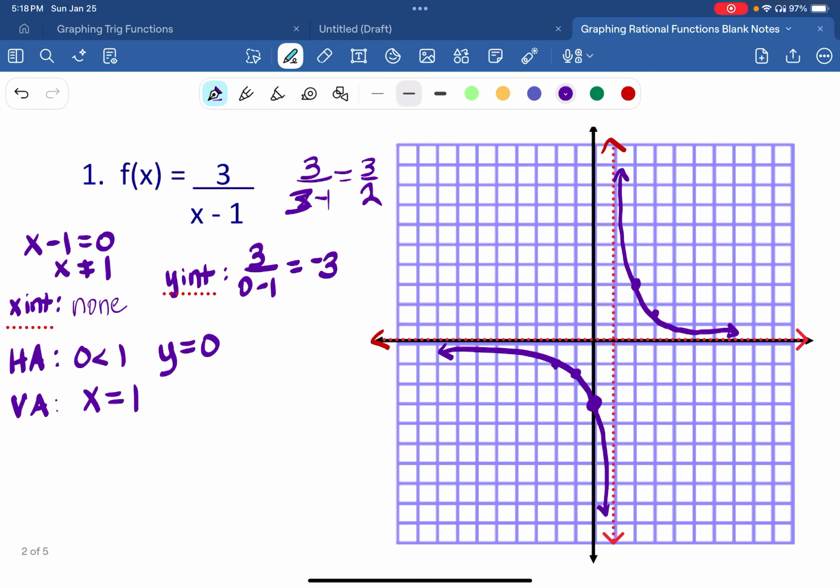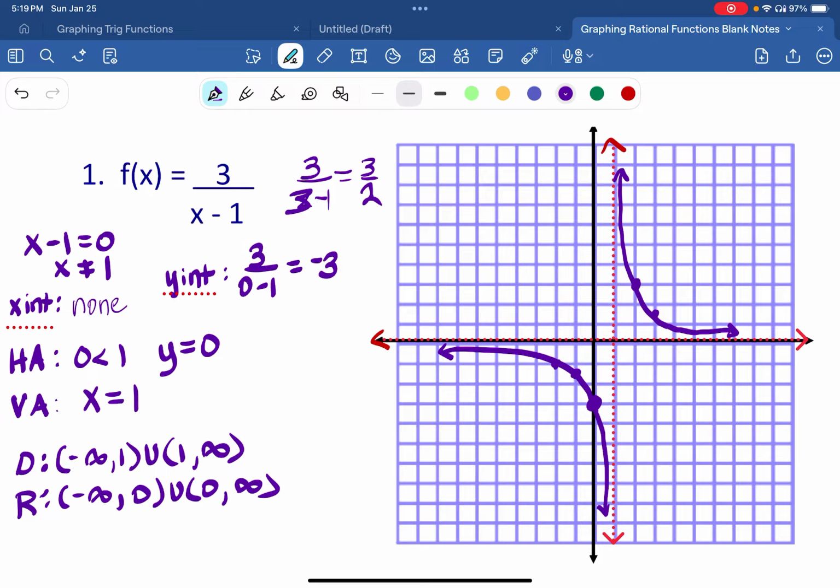Now what we need to do is list the domain and range of this function. So I'm going to say the domain. We already know that the domain skips. We've already listed it, x does not equal 1. But let's put it in interval notation. So I'm going to say the domain goes from negative infinity to 1, unioned with 1 to infinity. And then the range, it skips the horizontal asymptote, which is 0, and we're going from negative infinity to 0, unioned with 0 to infinity. And there you have it. So that is our first rational function that we're graphing.